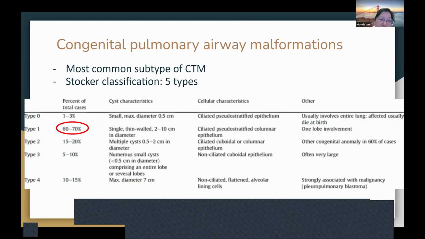Amongst all congenital thoracic malformations, congenital pulmonary airway malformation is the most common subtype of CTM. According to the Stocker classification, it can further be divided into 5 subtypes. Type 1 is the most common type, as shown in this table, and the typing is mainly characterized by different sizes of the cysts and the numbers of cysts found in the lesion.